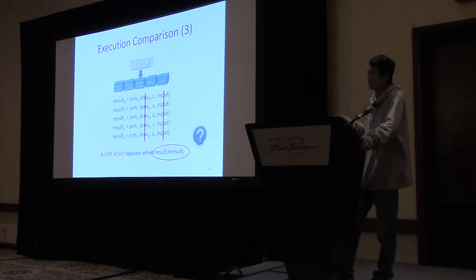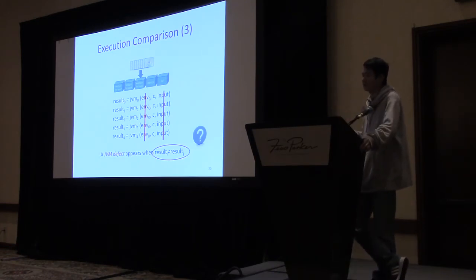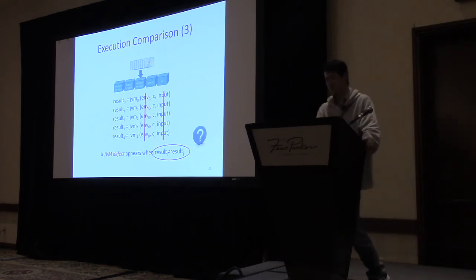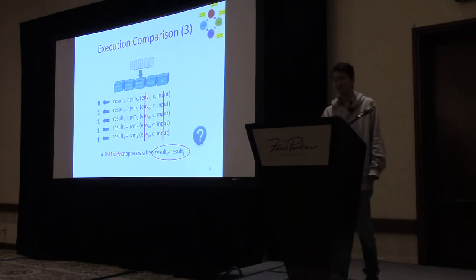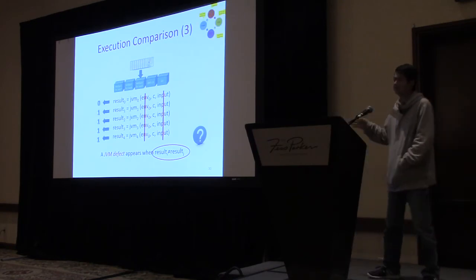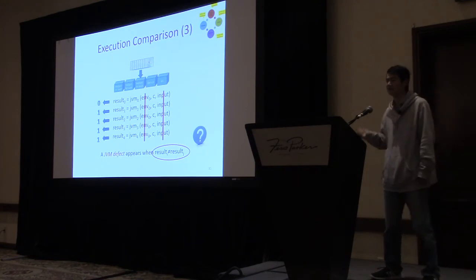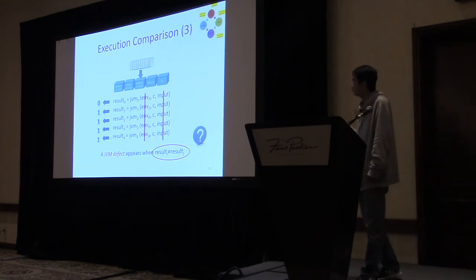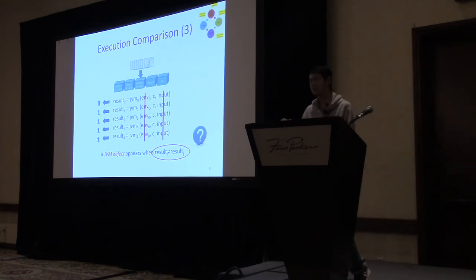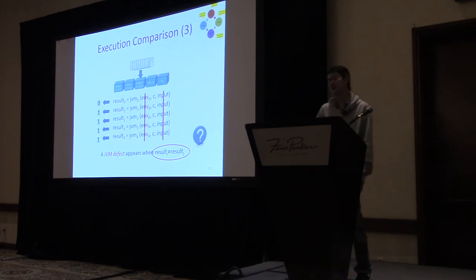That the JVM releases depend on the same environment. A JVM defect appears when the results are different. But what does it mean? Let's revisit the results that can be obtained during the testing phase. We can take a fine-grained analysis of the test result with respect to a test class file.